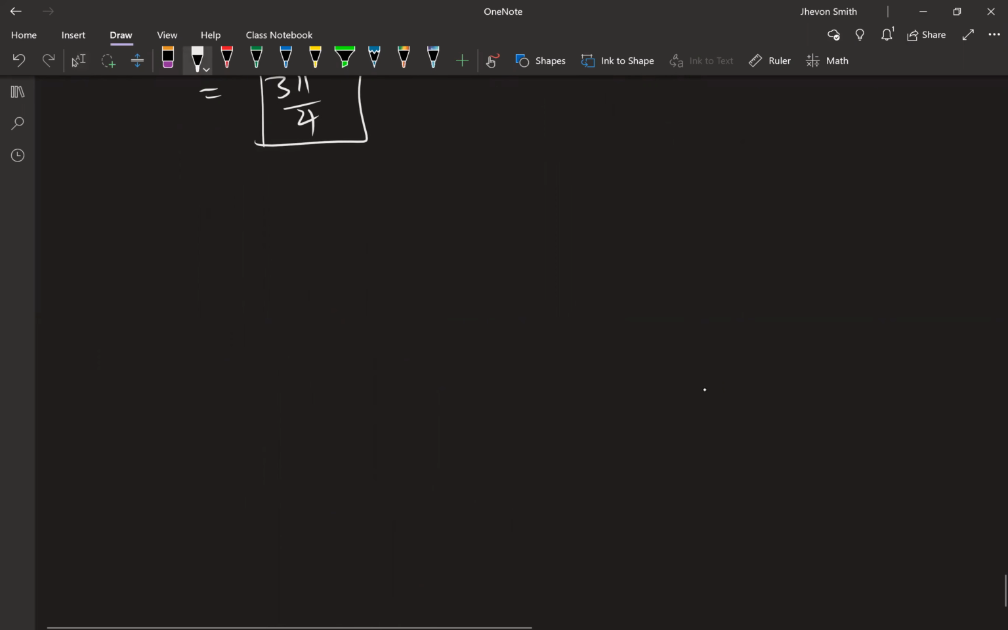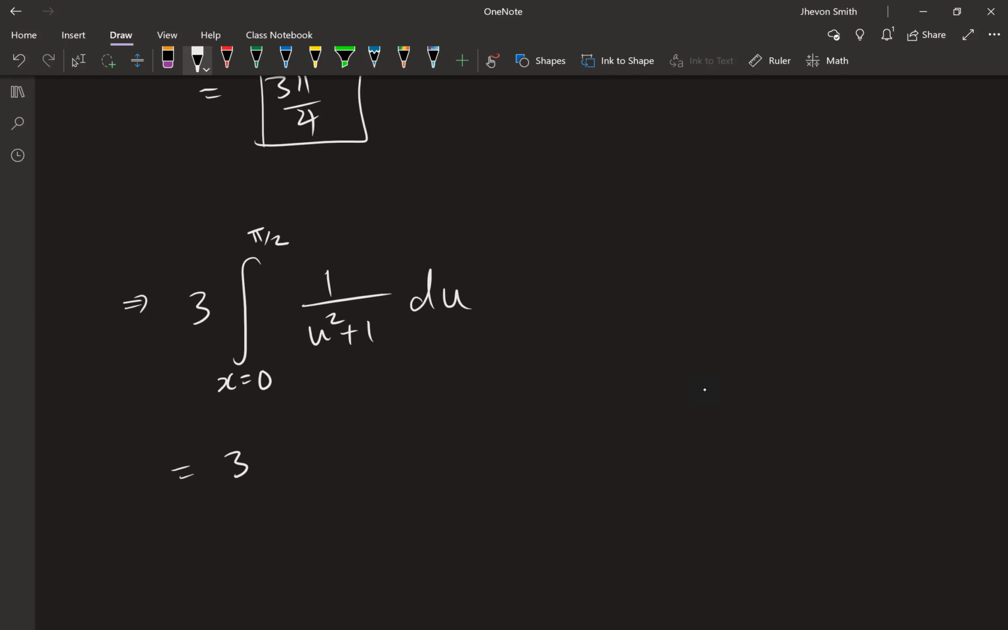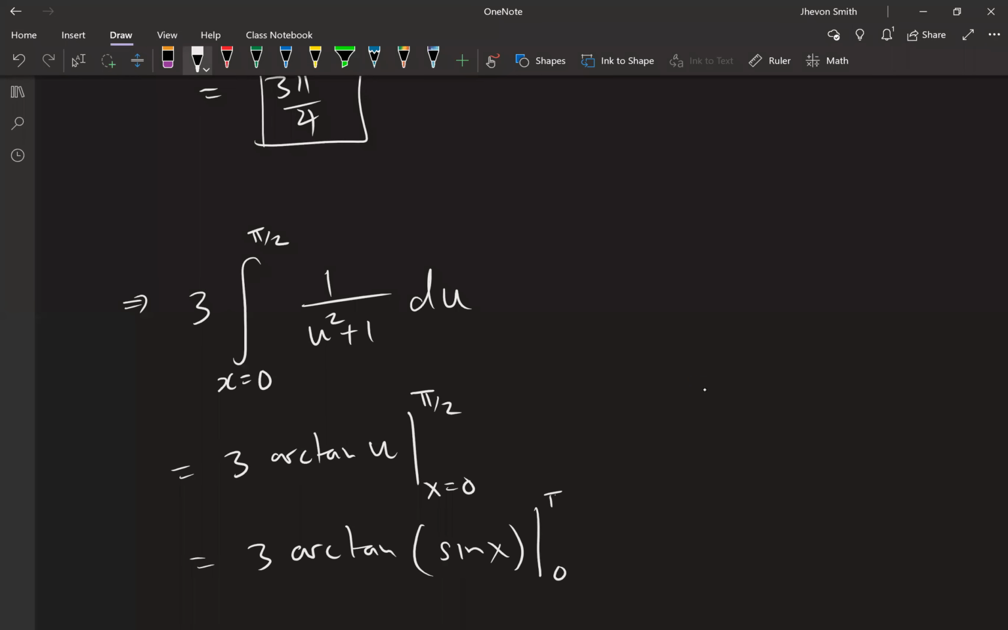If you leave this as x, which I would write x here to remind you that you are not in u, you could have gotten here just as before, and then you would have 3 times arctan u between x goes from 0 to pi over 2. And so since this is an x, you just plug back in the substitution. So it's arctan of sine of x between 0 and pi over 2.